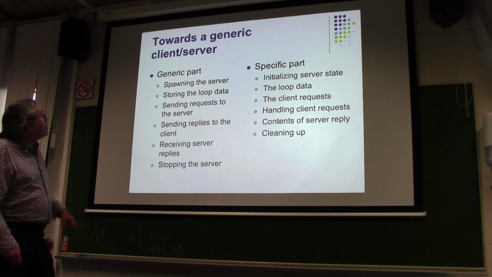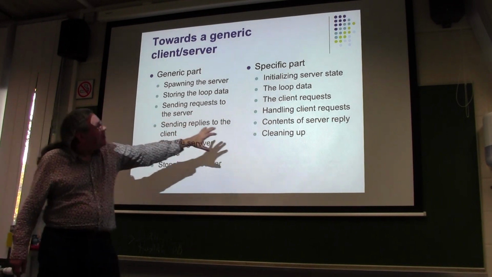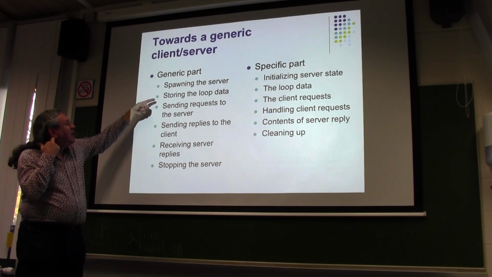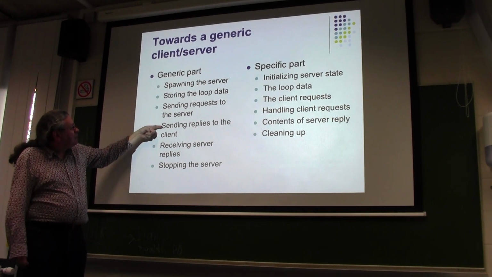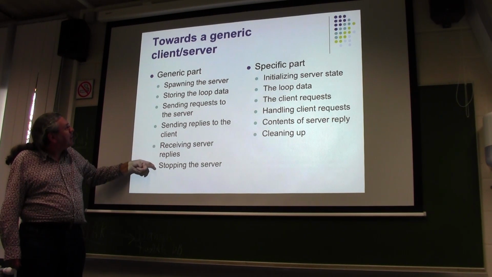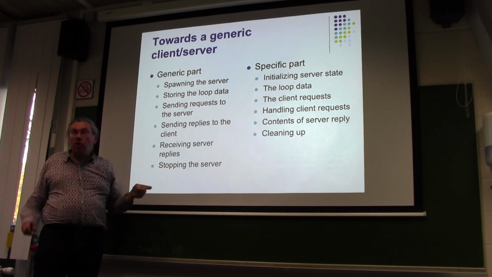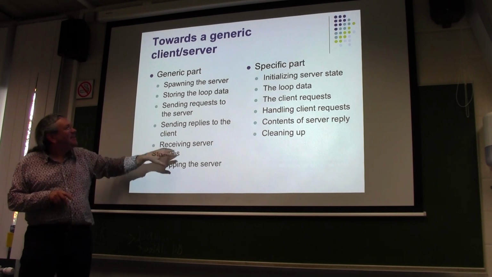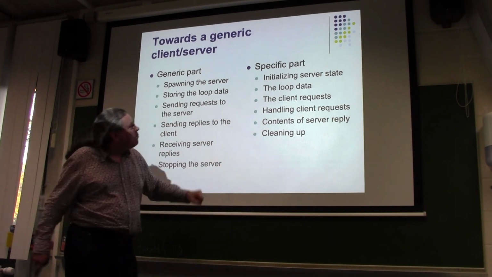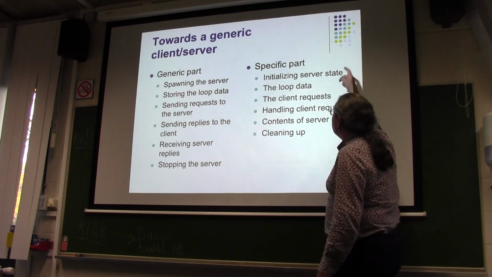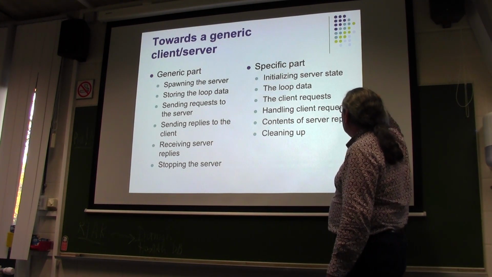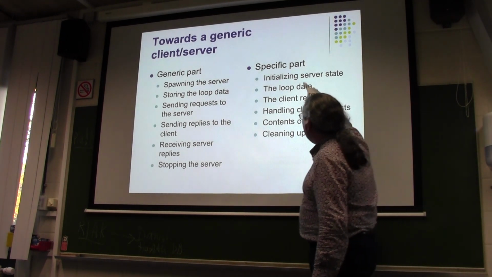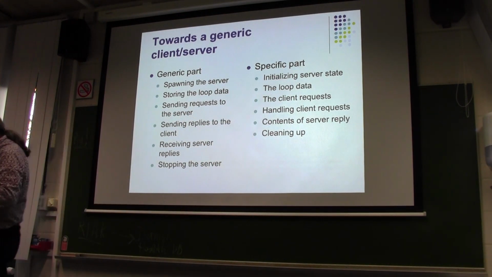We want the generic part, the GenServer, and we want a specific part. The generic part: spawning, storing data, how you do the sends, how you get the replies, receiving replies, stopping. This is very simple. In a real one, you would also have fault tolerance, code update, redundancy. And then the specific part would be the server state, what is the loop data, how you handle the client request, the function, and what is the content of the reply. So the basic data for our application.